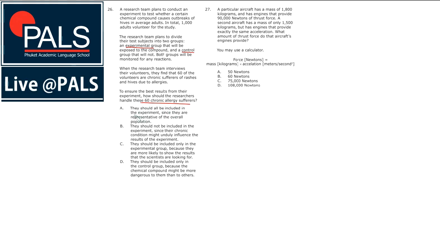They should all be included in the experiment since they are representative of the overall population. They should not be included in the experiment since their chronic condition might unduly influence the results of the experiment. They should be included only in the experimental group because they are more likely to show the results that the scientists are looking for. They should be included only in the control group because the chemical compound might be more dangerous to them than others.